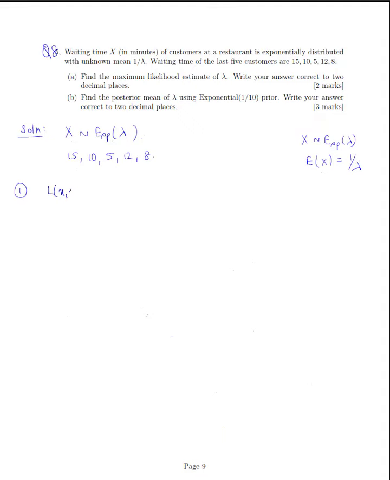So we have x1, x2 up to x5, that is going to be the product of f_X of xi, i varying from 1 to 5. For the exponential distribution, we know the PDF is given as lambda e to the power minus lambda x. So the likelihood function becomes the product, i varying from 1 to 5, of lambda e to the power minus lambda xi. It will become lambda to the power 5 e to the power minus lambda times the sum over xi, where i is varying from 1 to 5.